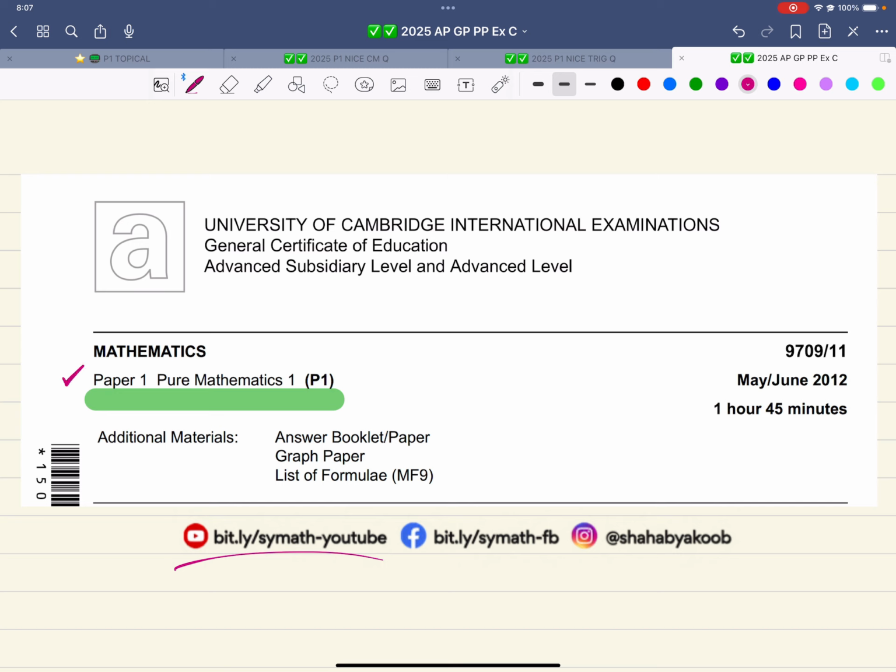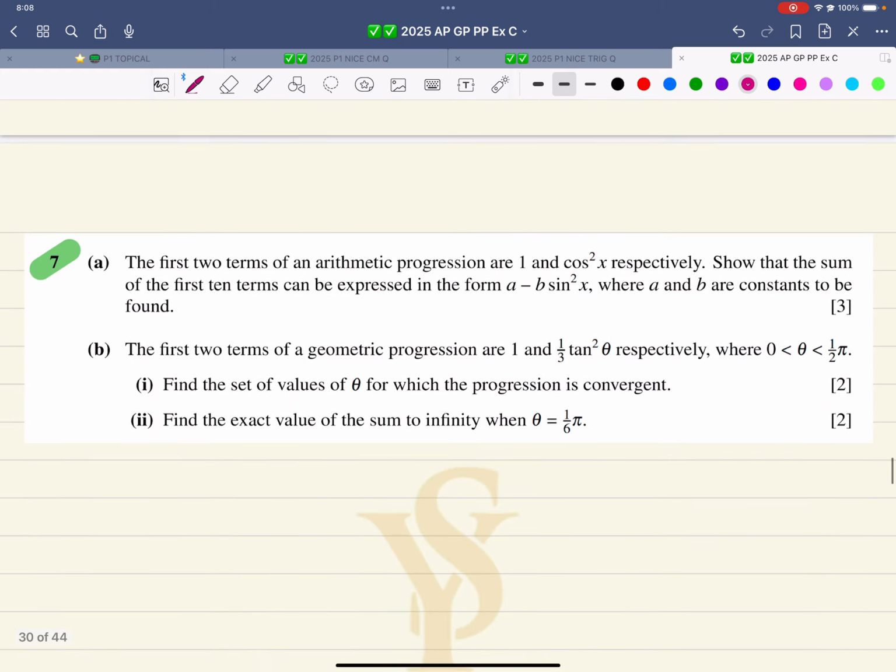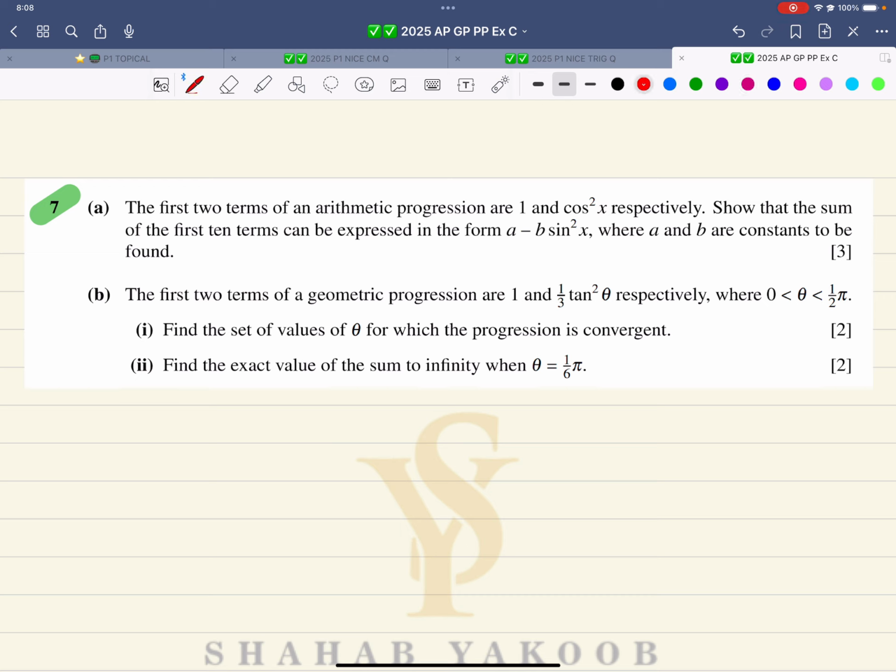So now in this particular video, we are focusing on this particular paper, which is May June 2011 variant 11. And the question is about AP, GP, sum to infinity and trigonometry. So many things in one place. Let's look at the question. Let's focus on the first part. And let me start underlining this.